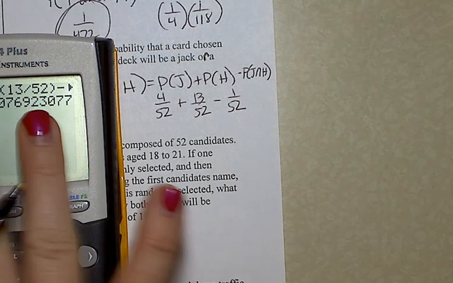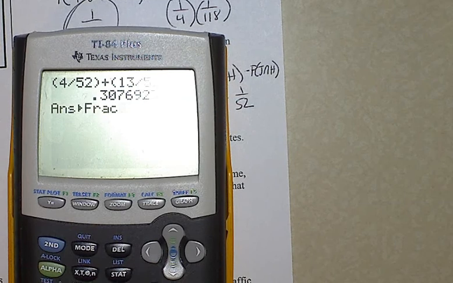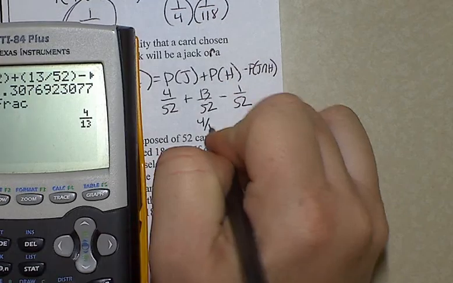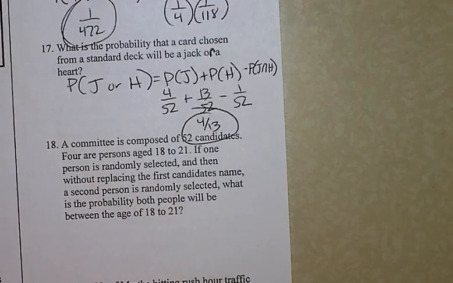This is not a terminating decimal. So I'm going to hit math fraction, enter, enter, and I have an answer of 4 over 13. Who has an answer of 4 over 13 just so I can see? Great job. Does anybody want clarification on that problem?